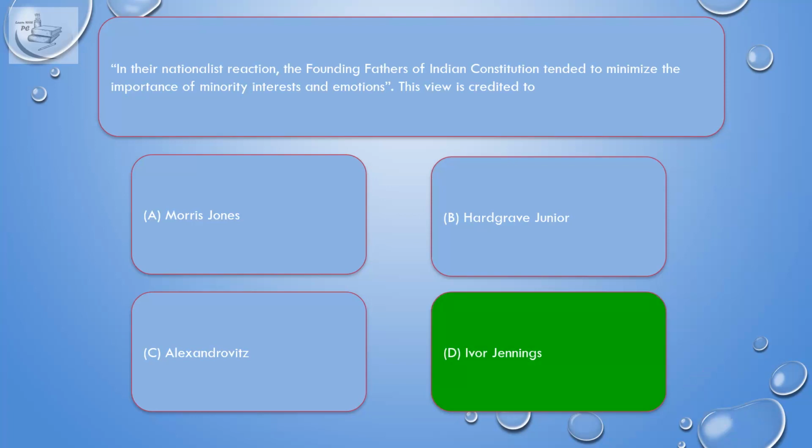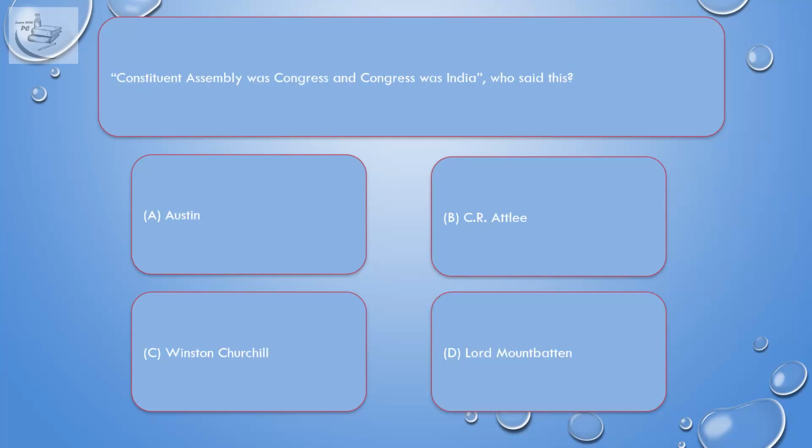Correct answer is D. Ivor Jennings. Question: Constituent Assembly was Congress and Congress was India. Who said this? A. Austin, B. C.R. Attlee, C. Winston Churchill, D. Lord Mountbatten.